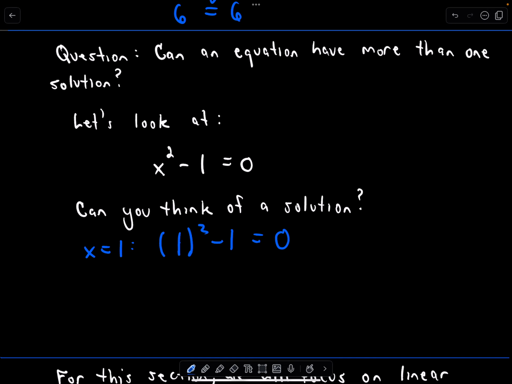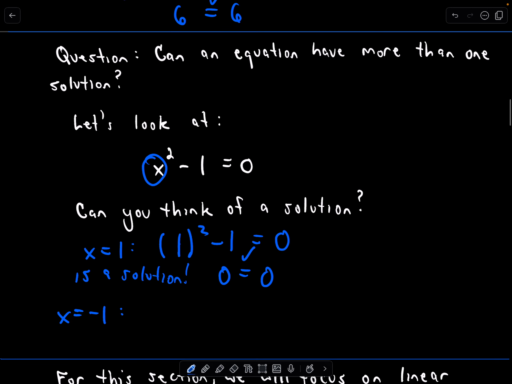Well, 1 squared on the left, that's going to be just 1. 1 minus 1 is 0. Hey, 0 equals 0. So that means x equals 1 is a solution. I found a solution. Now the question is, are there any others? Well, can you think of any number that you could square, subtract 1, and get 0? 0 wouldn't work, but what if we use negative 1?